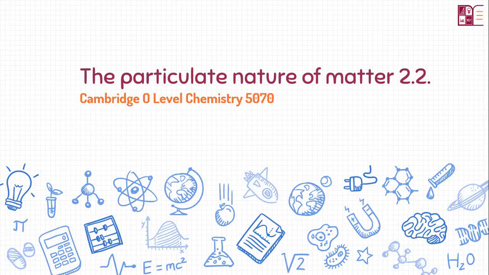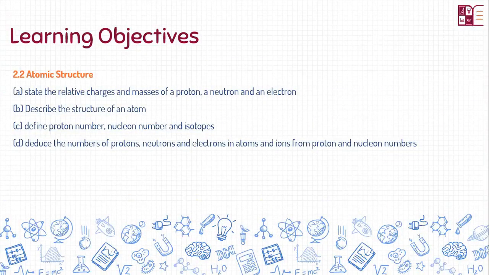Starting with today's topic, the particulate nature of matter 2.2. We're going to start today with atomic structure, and let's go on to the learning objectives for today's class. We're going to state the relative charges and masses of the protons, neutrons, and an electron. And I'm also going to discuss the atomic structure. I will define proton number, nucleon number, and what are isotopes. And we are also going to deduce the number of protons, neutrons, and electrons in atoms and ions from their proton and nucleon numbers.